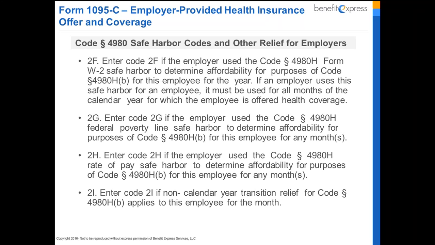Next, go to 2I. 2I is non-calendar year transition relief. What is that? That code applies if you were 100 or more employees and your renewal date is other than January. Let's say you had an October renewal date and you met all the requirements of the transitional relief, you covered enough people, you offered the coverage in the past to enough people, so the mandate in 2015 doesn't apply to your renewal date in October.